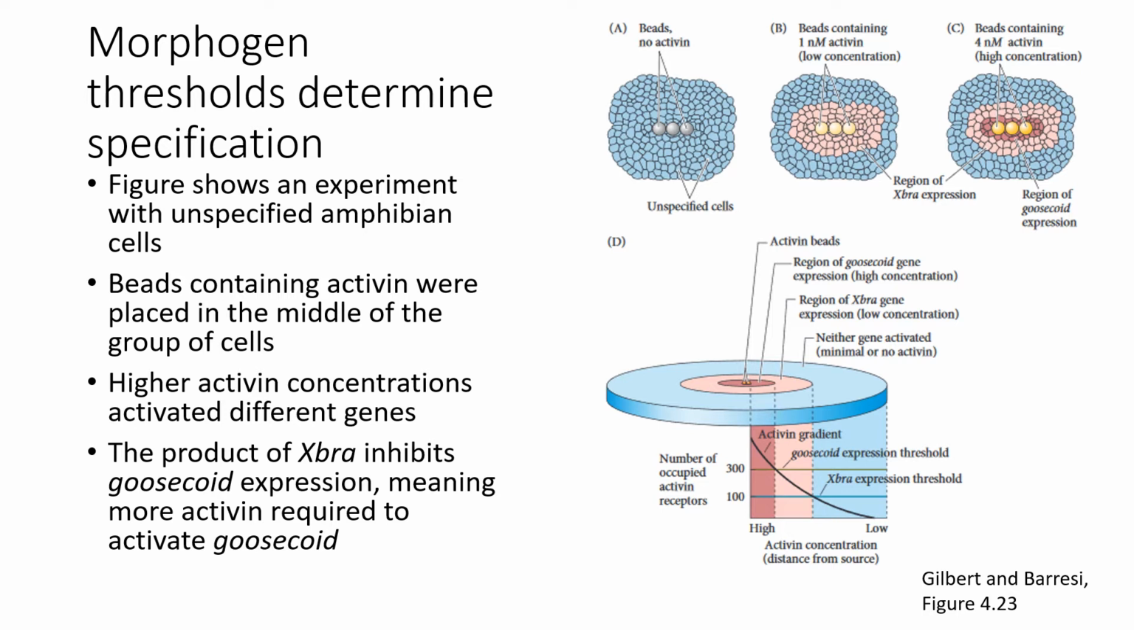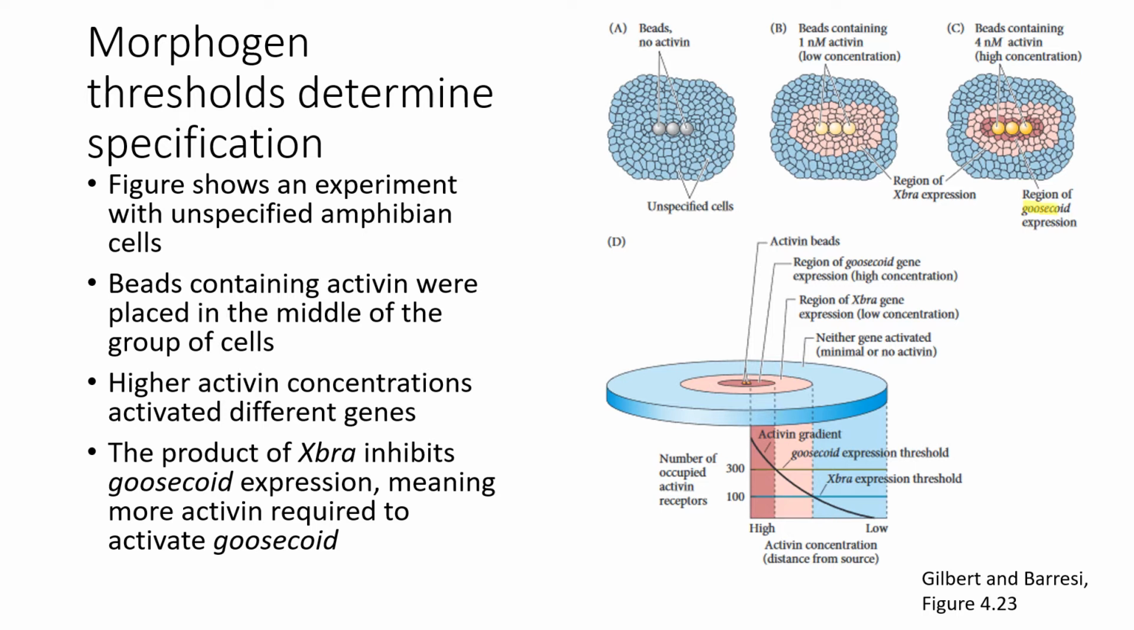So as these beads released the activin over time, it diffused across the cells, decreasing in concentration as it went. The concentrations of activin closer to 4 nanomolars activated enough receptors on the cells to introduce the expression of the Bicoid gene.